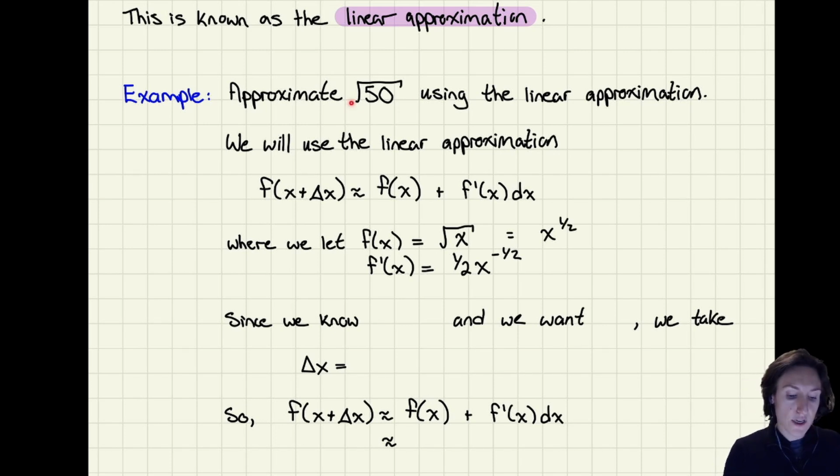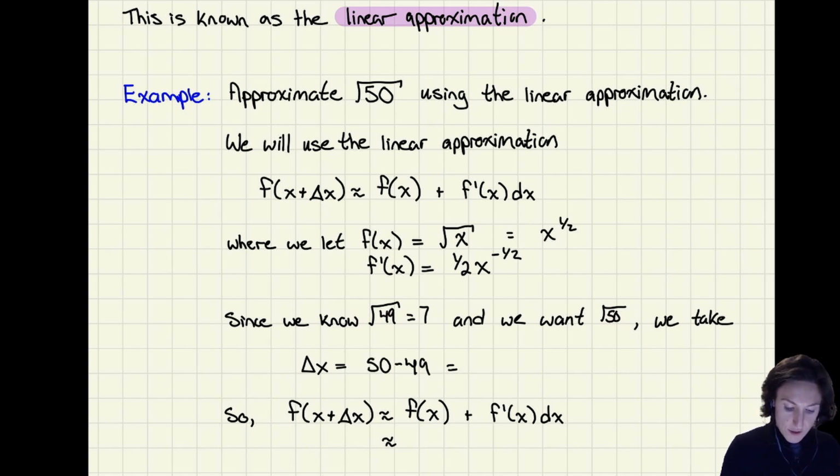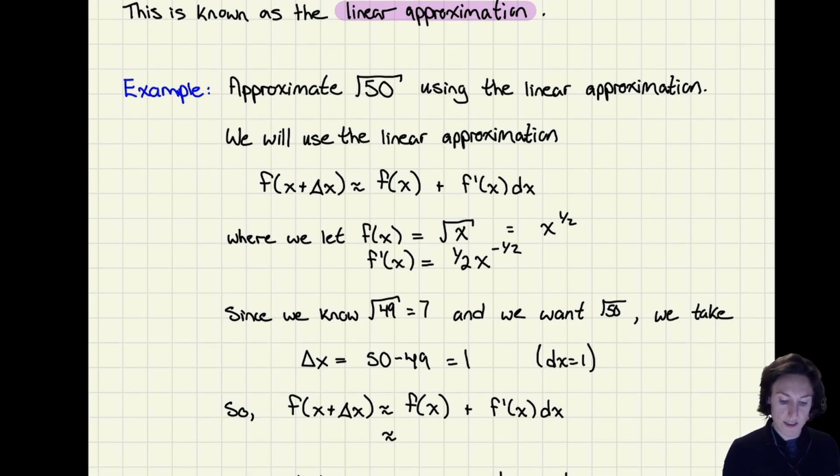Now, what is the square root of a value that we know that's pretty close to this? Well, I know what the square root of 49 is. That's just equal to 7. But what do I want? I actually want the square root of 50. And 49 is just 1 away from 50. So if I think about the change in x, the distance away from something that I know, it's just 50 minus 49, so this little jump in x is just 1, which is equivalent to saying my dx would be equal to 1 in this situation.